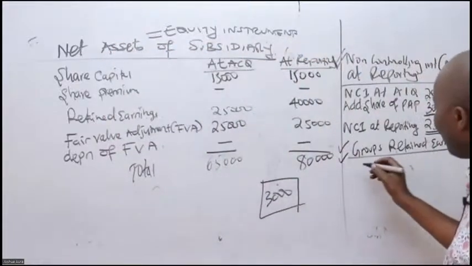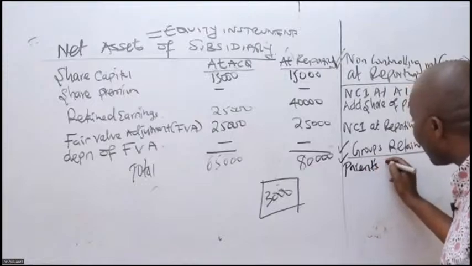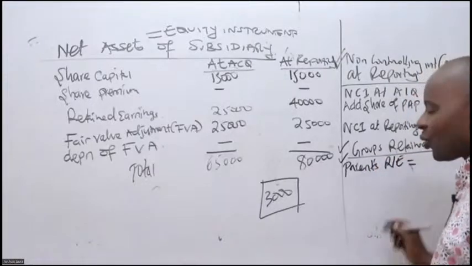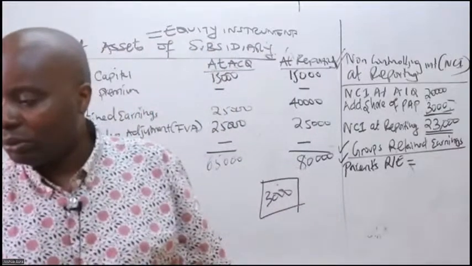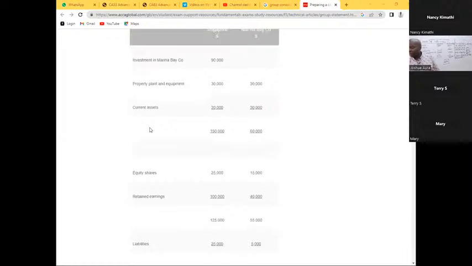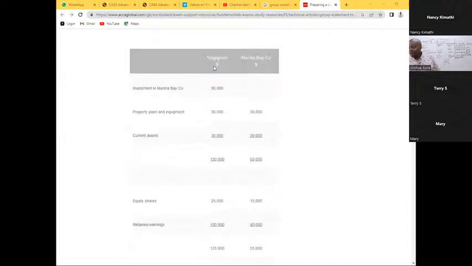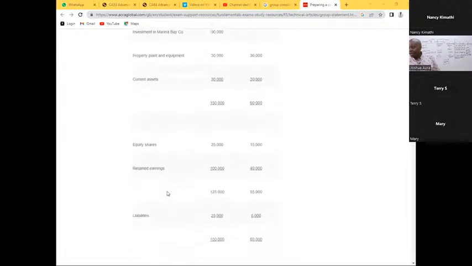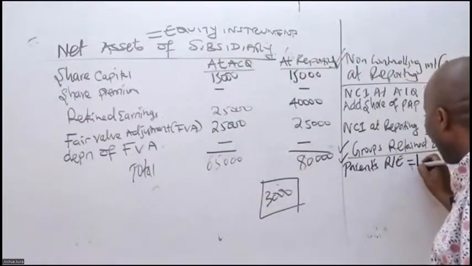Great. So group's retained earnings. Now you come and give us here the parent's retained earnings. So are you able to see the parent's retained earnings? The parent is called Singapore. You can see the parent here. Singapore has what retained earnings? 100,000. So retained earnings of the parent, we have 100,000.